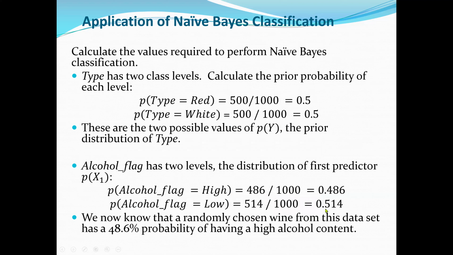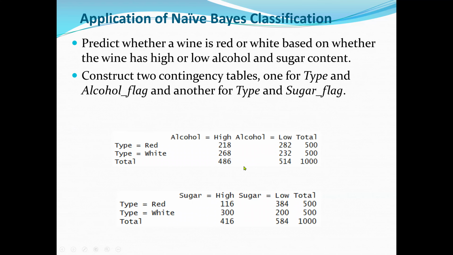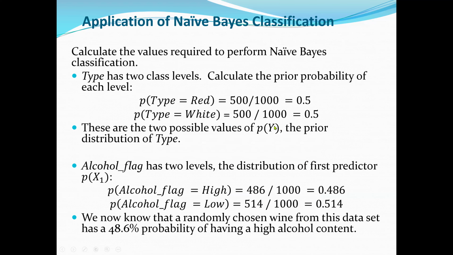So the probability that our wine type will be red is 500 over 1,000, because when we look here, how many total red do we have? 500. 500 total red, and the total wine is 1,000. So the probability that our Y will be red is 500 divided by 1,000. Same thing applies to the probability that our wine will be white. Still 500 over 1,000. So that's what we have here, red and white. These are the two possible values of the probability of Y. This we call the prior distribution of type.